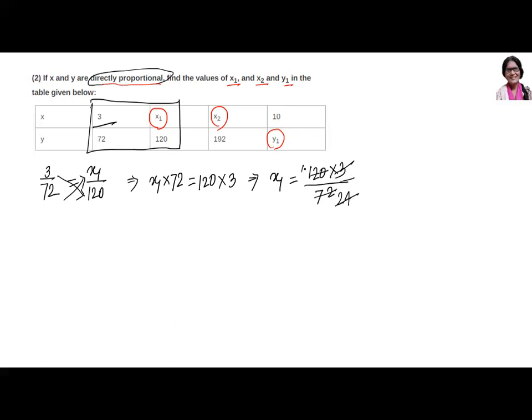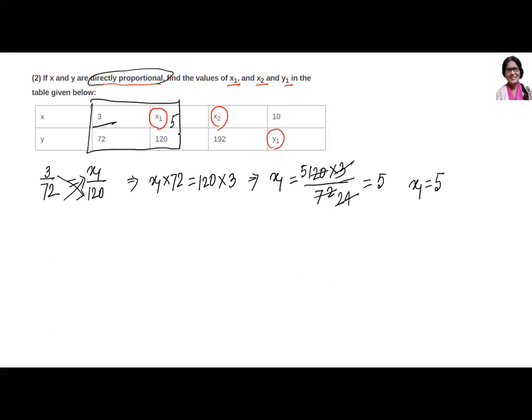24 times 5 is 120. So x1 is equal to 5. If you don't remember, then you have to do a hard division, cutting with 3, then 5, and so on. So x1 is 5. We got x1 is 5.